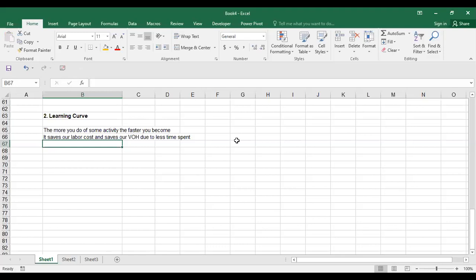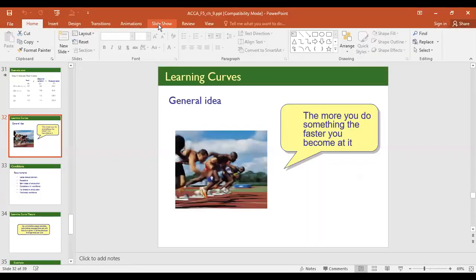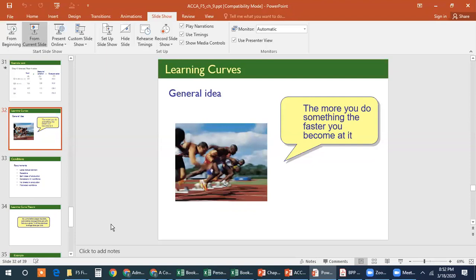Now, the idea behind the learning curve, what type of businesses it works for. Let's go back to some slides and see the chapter theoretically, and then we come back to calculation, because learning curve calculations are important and sometimes they become tricky if you do not know. So I'm just sharing my slides.